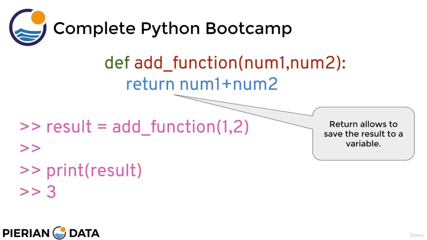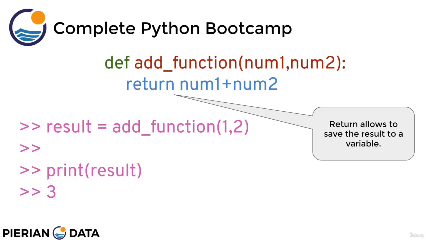But here, let's just look through a very simple example. I've created a function called add function, and it takes in two arguments or two parameters, num1 and num2. And keep in mind that you can call these variables whatever you want, so it's very flexible in the naming scheme. And then it's going to return the result of num1 plus num2. You should also notice here that return doesn't have any parentheses attached to it, unlike a print function. And so return then allows you to save the result to a variable, which print does not.